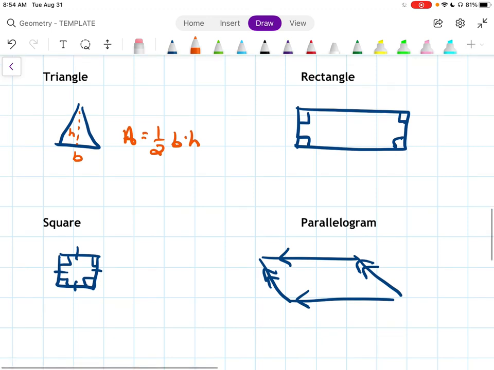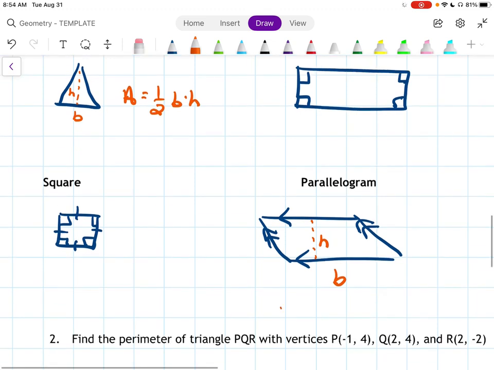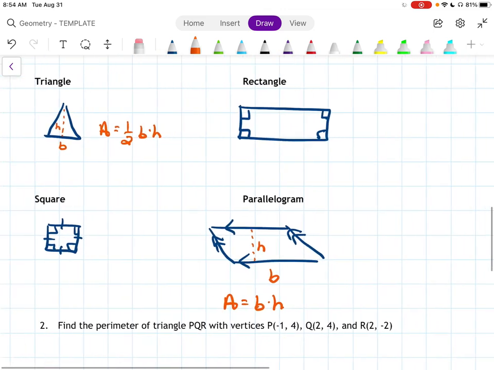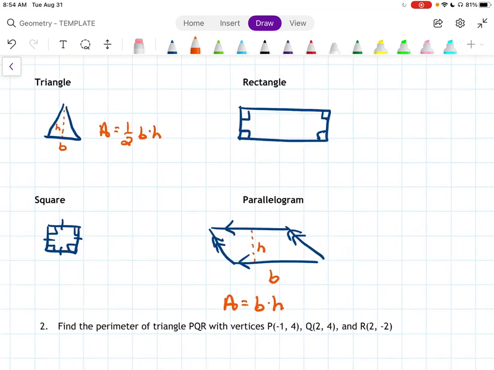Now I want to go down to the parallelogram. A parallelogram has opposite sides parallel. That's what those extra arrows mean on there. It is base times height. And a lot of the time, the height will have a dotted line on it. So area is just plain old base times height. A rectangle and a square are both parallelograms, so it makes sense that their formula for area would be the same as the parallelogram formula.